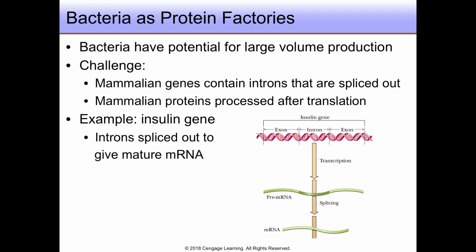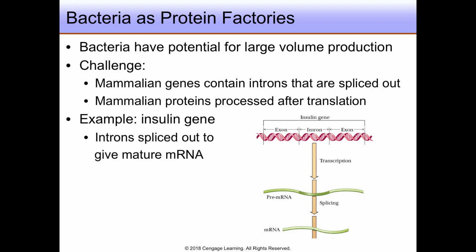A major challenge to expressing eukaryotic genes in a prokaryotic system is the presence of introns that must be spliced out of the original mRNA molecule. Secondly, mammalian proteins are also subject to post-translational modifications that would not be possible in a bacterial host.